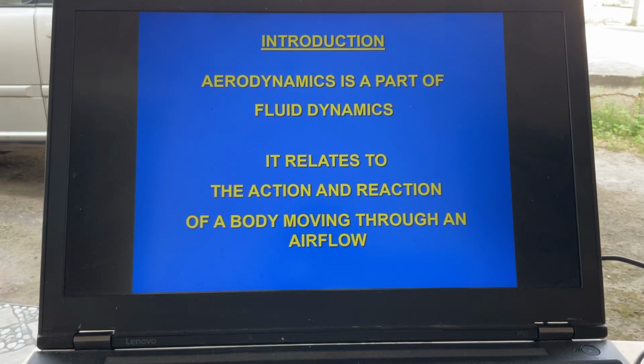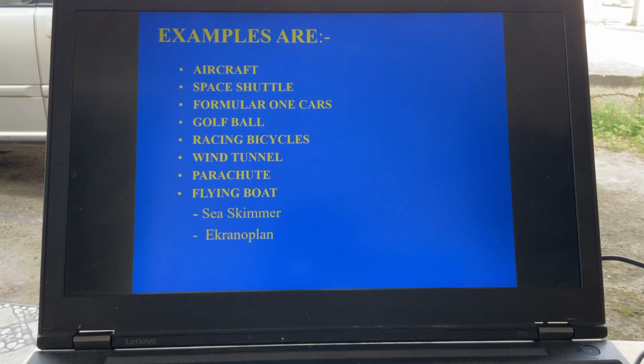This lecture is about aerodynamics. Aerodynamics is part of fluid dynamics. It relates to the action and reaction of a body moving through an airflow. Right? Now, one could argue, where do we apply aerodynamics?